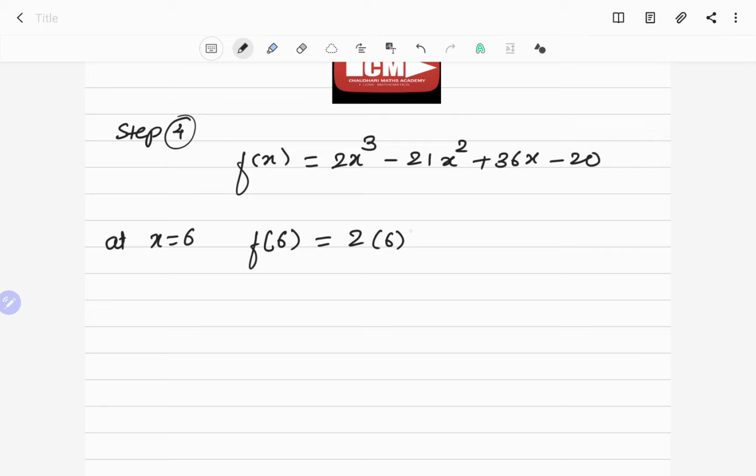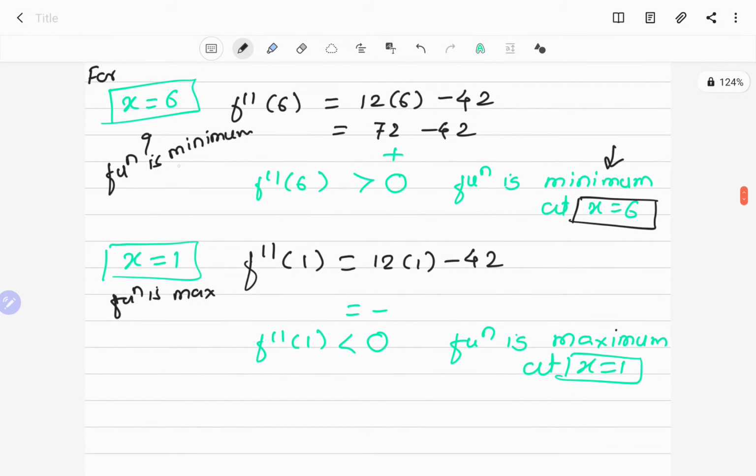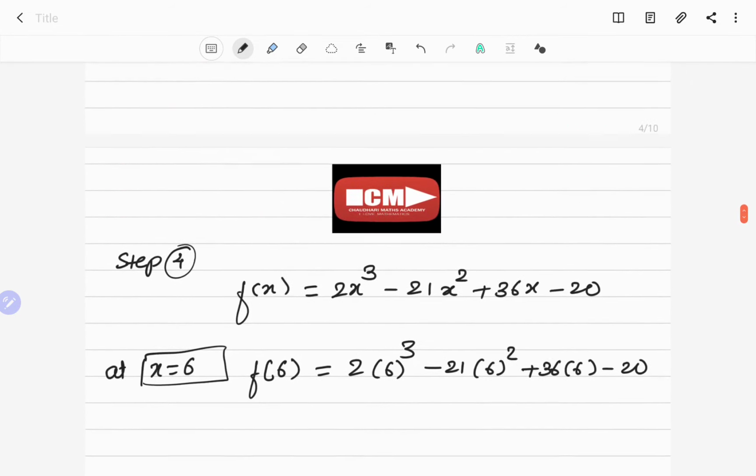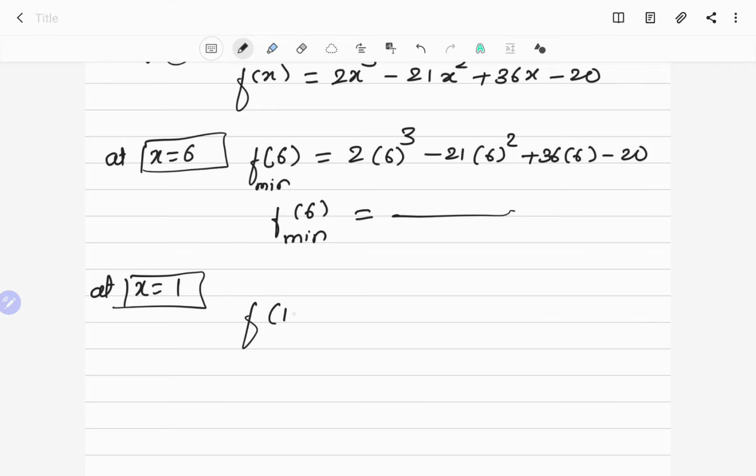So twice of 6 cube minus 21 times 6 square plus 36 times 6 minus 20. And whatever the value at x equal to 6 that you will get is obviously the minimum. So I am mentioning here that whatever value you get after this calculation is the minimum. And the last step is also to substitute x equal to 1 to find the maximum value of the function.